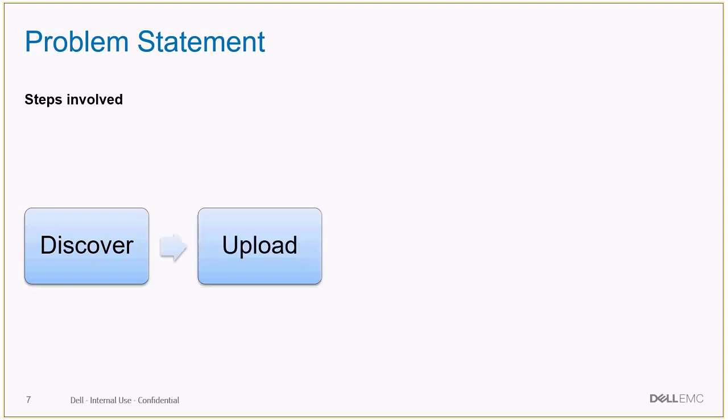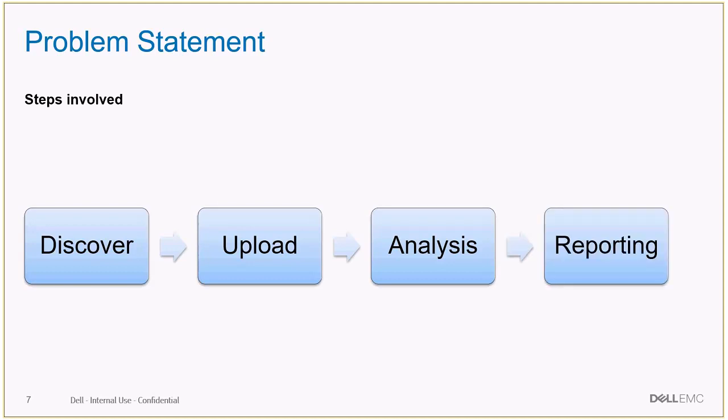The steps involved to do this typically start with a manual discovery process run on each individual asset. The resulting collections then need to be uploaded to somebody to start the review process. That person would do an analysis of the data, which can be very time-consuming when done manually. And then finally, that information has to be processed into some sort of report.